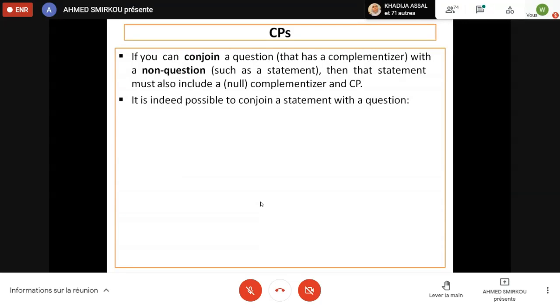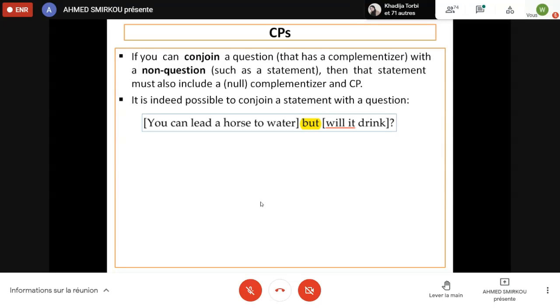Indeed, it is possible to conjoin a statement with a question. It's possible to join a question that has a complementizer with a statement. Here is an example. You can lead a horse to water, but will it drink? So what is the conclusion? Please pay attention. We have will it drink. We have a question here. This question has a complementizer. We said that in English, there is a complementizer in yes or no questions, but it is null. So we have a complementizer here in the second clause, will it drink?